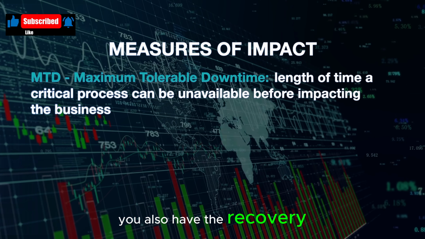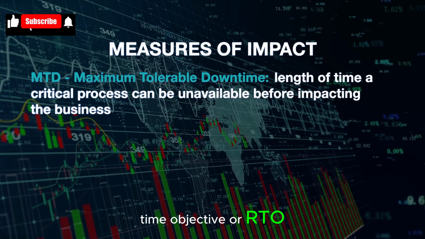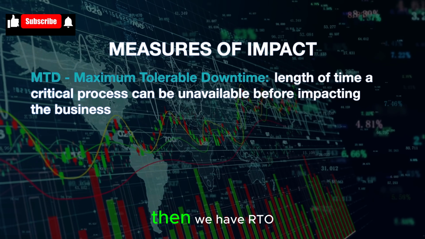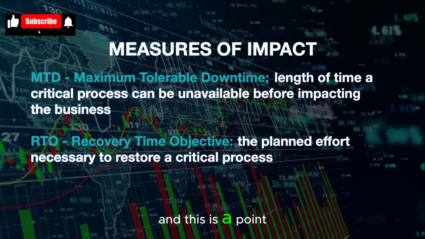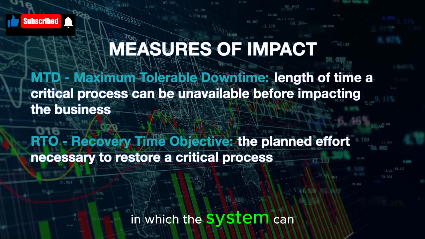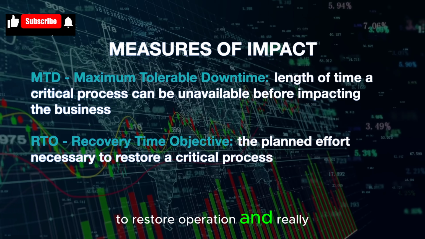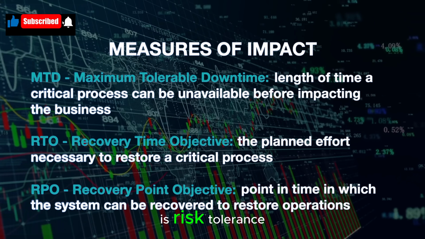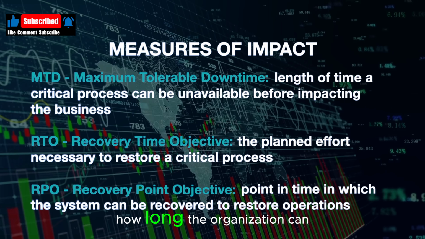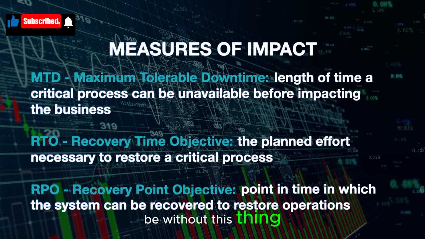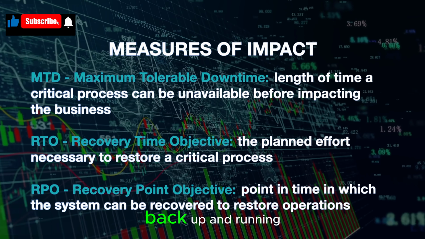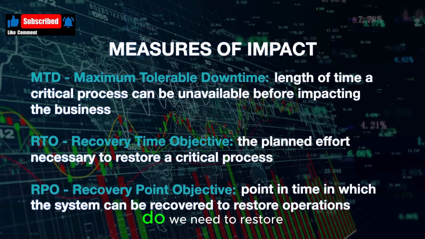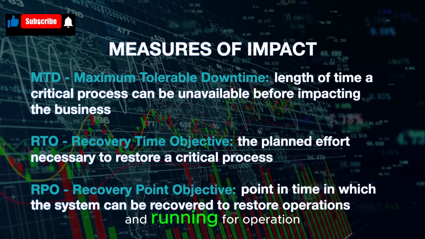You also have the recovery time objective, or RTO. This is the planned effort necessary to restore the critical process or the critical asset. And then we have RPO, which is the recovery point objective. This is the point in time to which the system can be recovered to restore operation. And really what we are talking about is risk tolerance, to determine how long the organization can be without this thing. And then we also need to account for how long it is going to take us to get it back up and running, and at what point do we need to restore it to get it back up and running for operation.